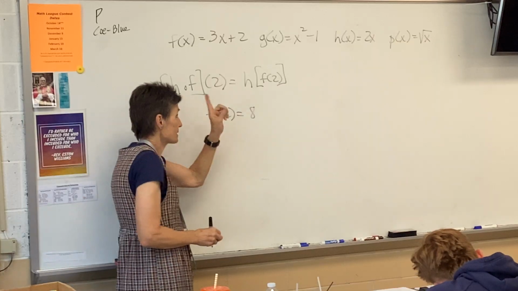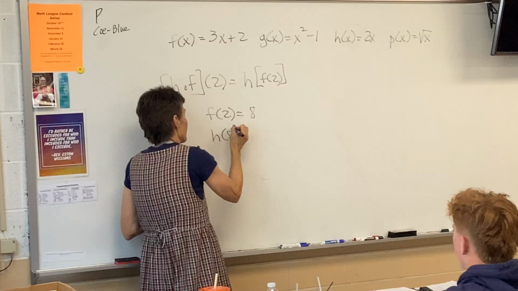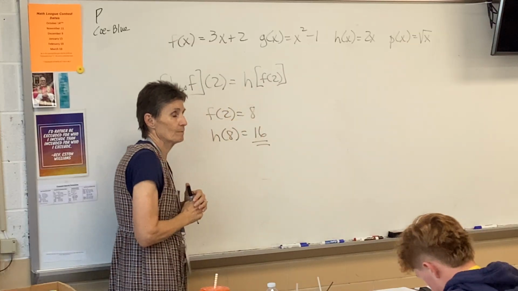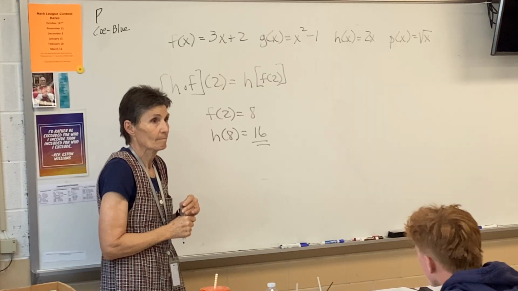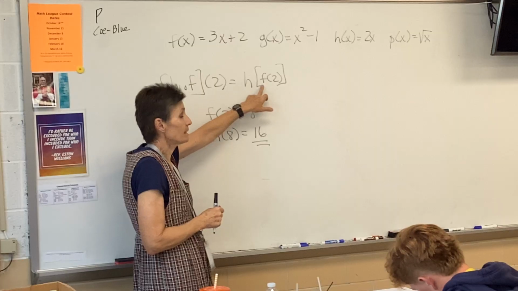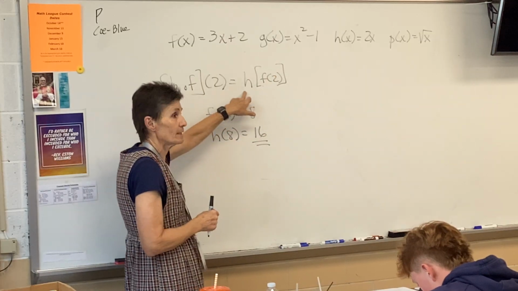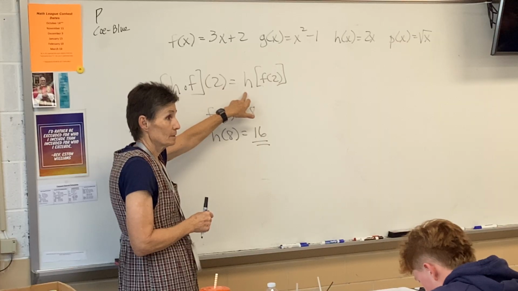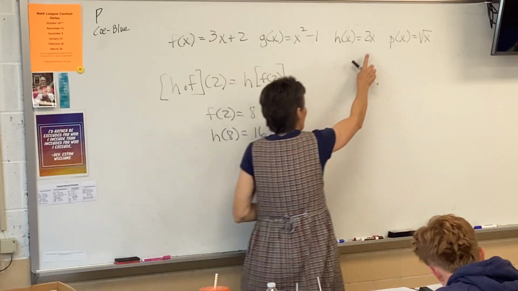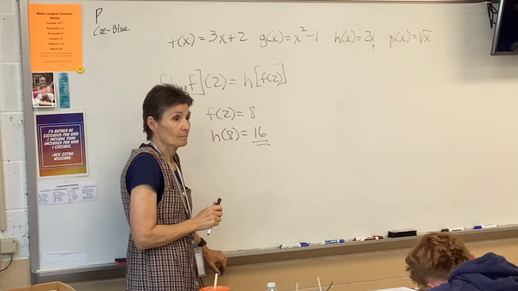And then, second step, take that 8 and put it into h. And we get 16, and that's the final answer. Okay, so what does this mean again? Put 2 into f, get an answer, and then put that answer into h. Now when I'm talking about putting it in, I mean take out the x and plug in the number you want in place of the x. All right.